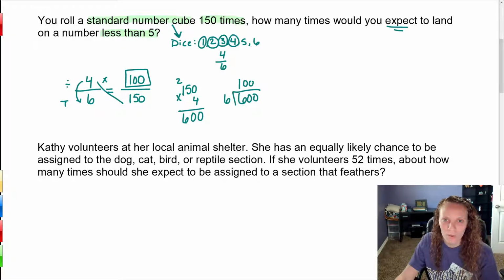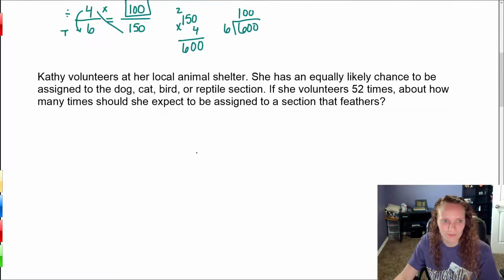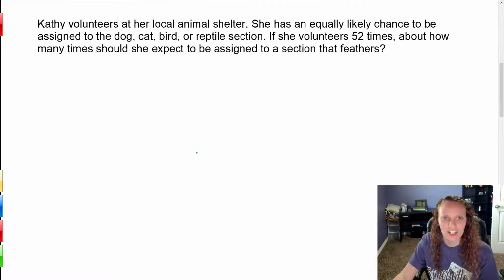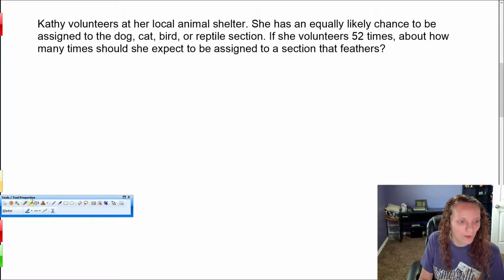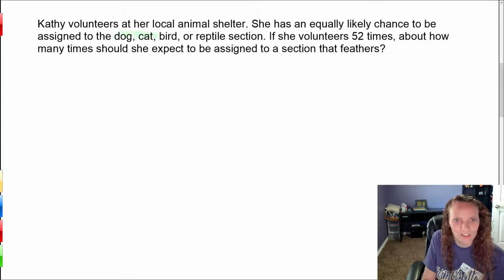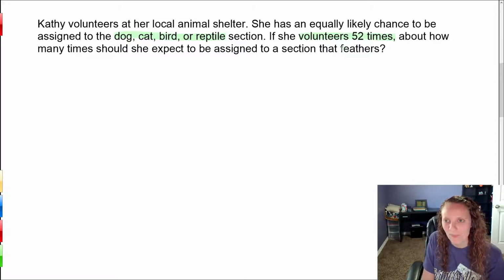Alright, let's try one more. Kathy volunteers at her local animal shelter, and she has an equally likely chance to be assigned to the dog, cat, bird, or reptile section. If she volunteers 52 times, about how many times should she be assigned to a section that contains feathers?